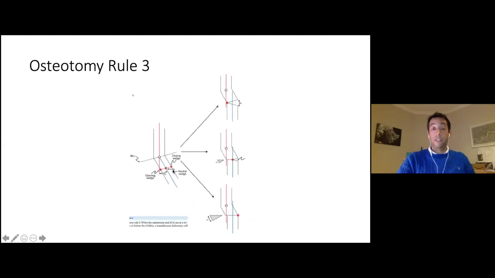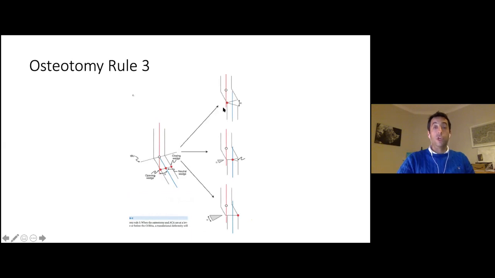No prizes for guessing rule 3. Here is your deformity. Here is your CORA still. This time, we're going to choose to rotate away from our CORA. So we're going to pick another point in space to make our hinge, and we're going to divide away from our CORA. And look what happens. We induce a translation. So our axes do not line up afterwards.